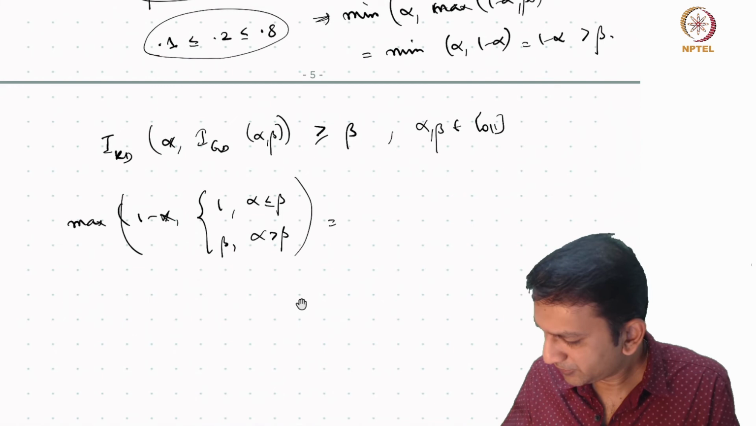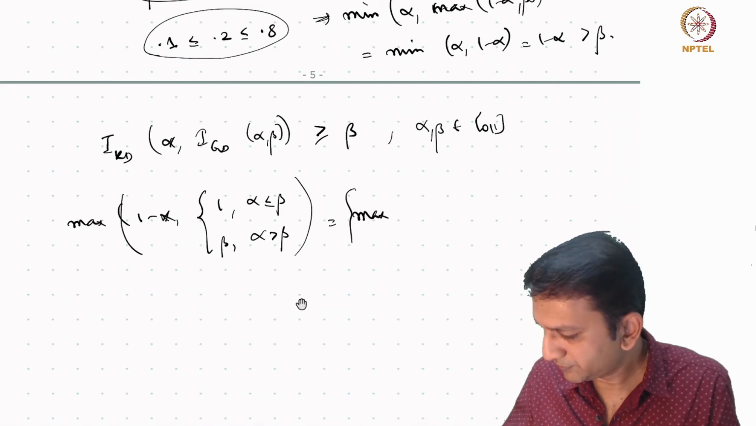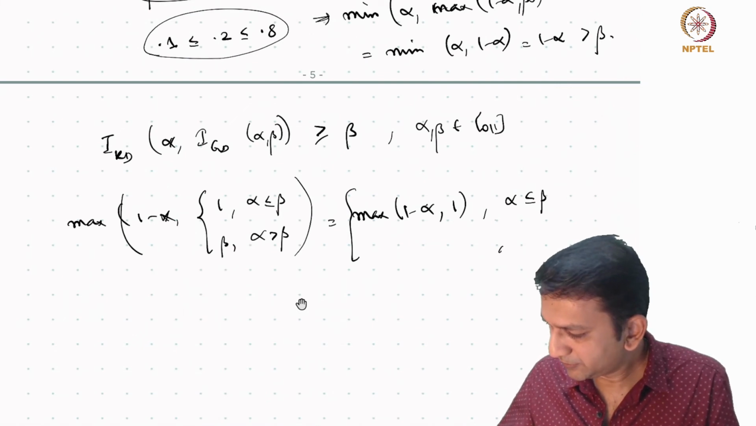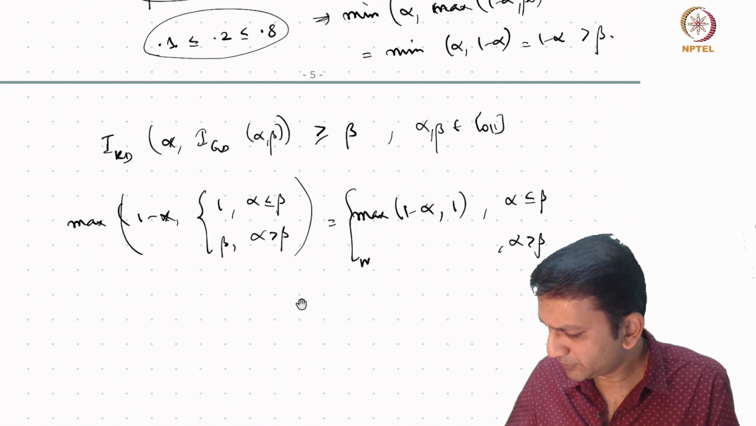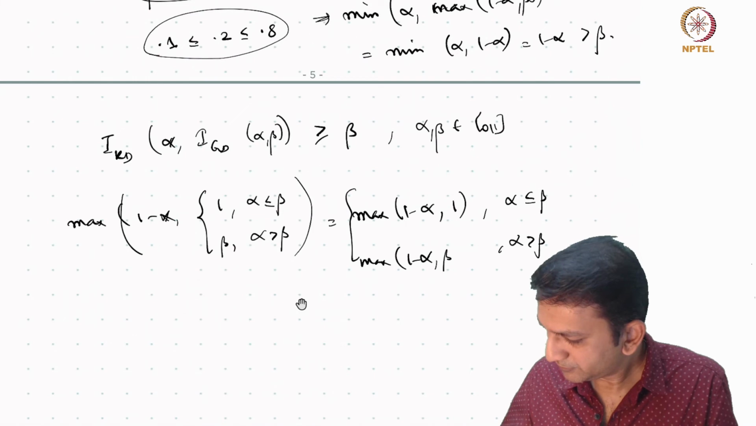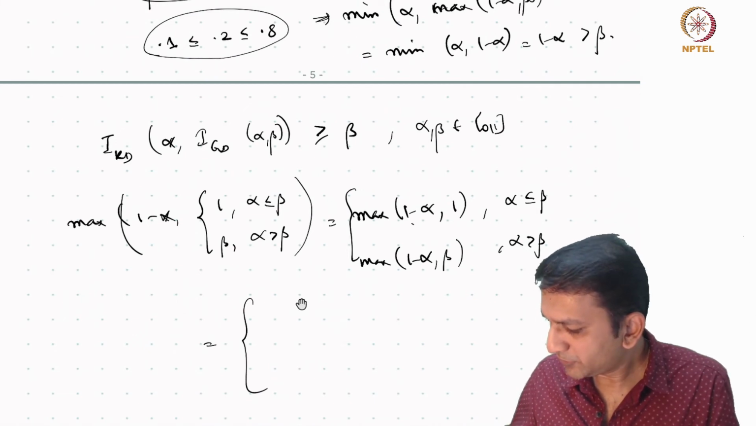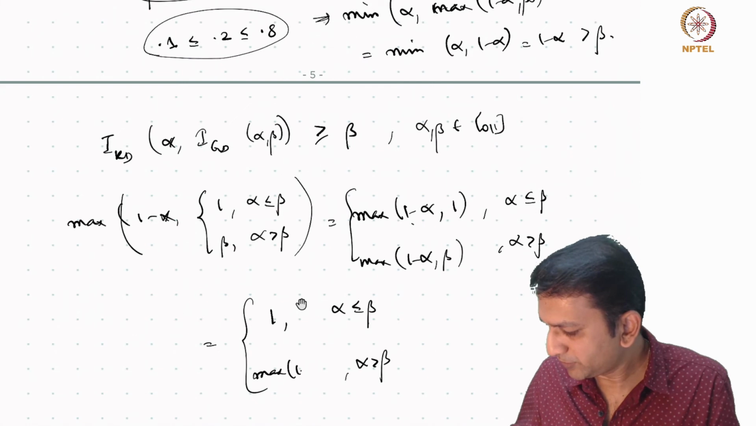And this will turn out to be the maximum of 1 minus x, 1 minus alpha, 1 if alpha is less than or equal to beta, and if alpha is greater than beta, then what we get is the maximum of 1 minus alpha, and beta. What we have here is the maximum of 1 minus alpha, 1, which is always 1, when alpha is less than or equal to beta. If alpha is greater than beta, what we get is the maximum of 1 minus alpha, beta.